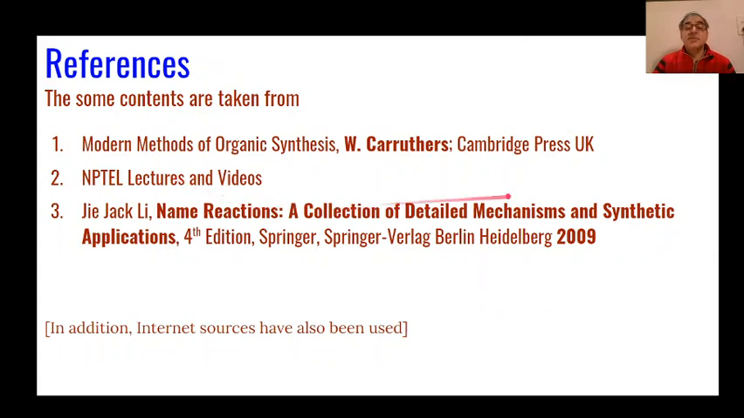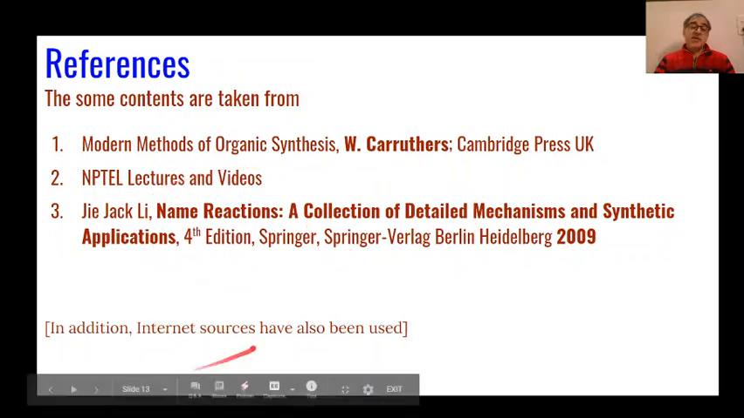These are the various sources from which these examples have been taken. Modern methods of organic synthesis by Carruthers, then some NPTEL lectures and videos, then book on named reactions by JJ Li, that has also been used. In addition, some internet sources have also been used for preparing this lecture.